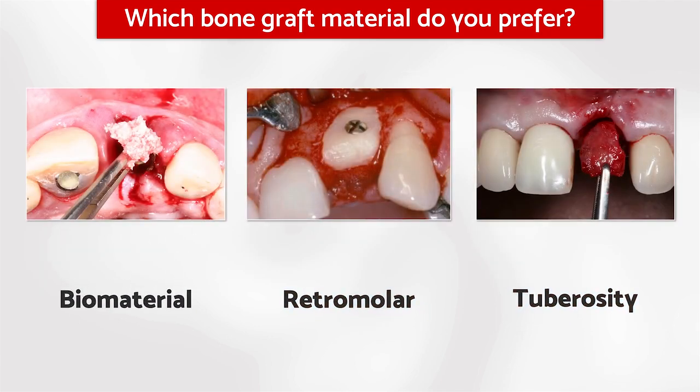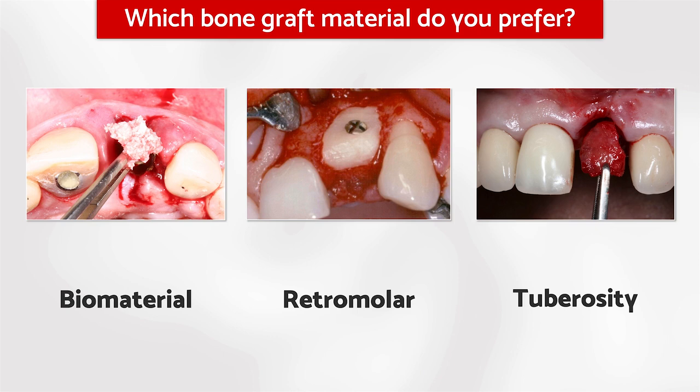Talk about clinical applications. Biomaterial is mostly used for filling the gaps in an intact socket. In compromised sockets, according to the literature, it's recommended to do guided bone regeneration in combination with membranes. So we have to open a flap in order to restore the defect. Bone graft harvested from the retromolar area: it's mandatory to open a flap because we have to stabilize the graft with screws.